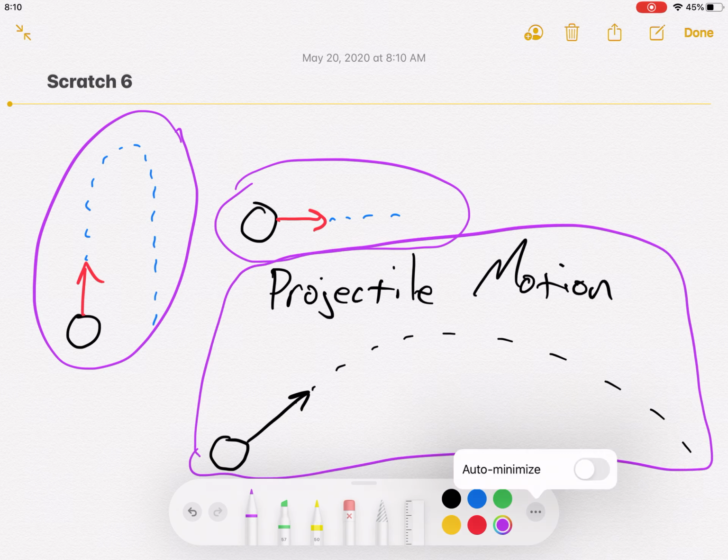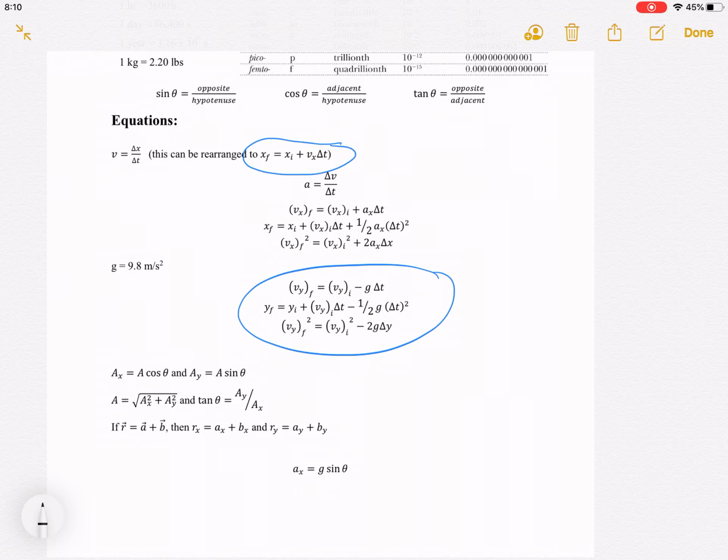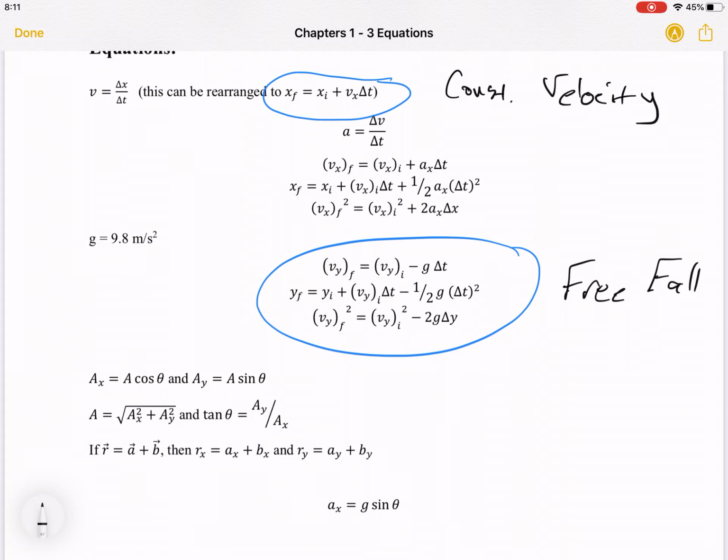Okay, so what were those equations? Well, we can go back to the equation sheets, and they're right here. So these equations right here, this is free fall. There, now I can write on it. And this is constant velocity. So these two sets of equations together describe projectile motion, and you'll notice they contain different variables with the exception of time. Delta t is the only common variable between these two sets of equations.